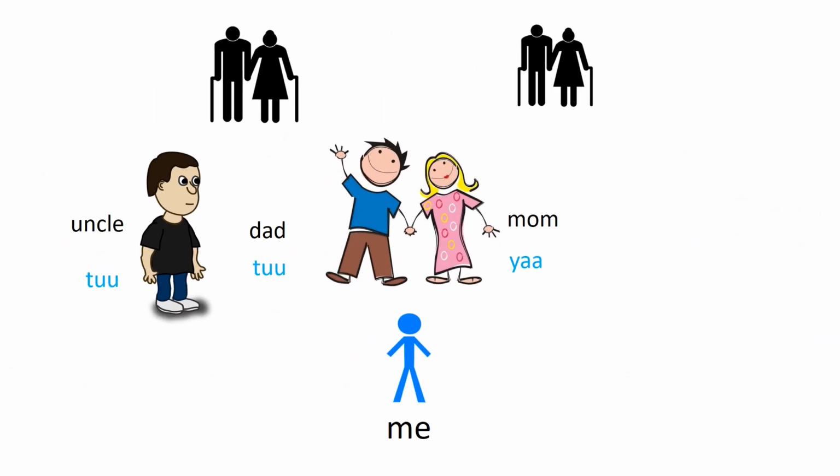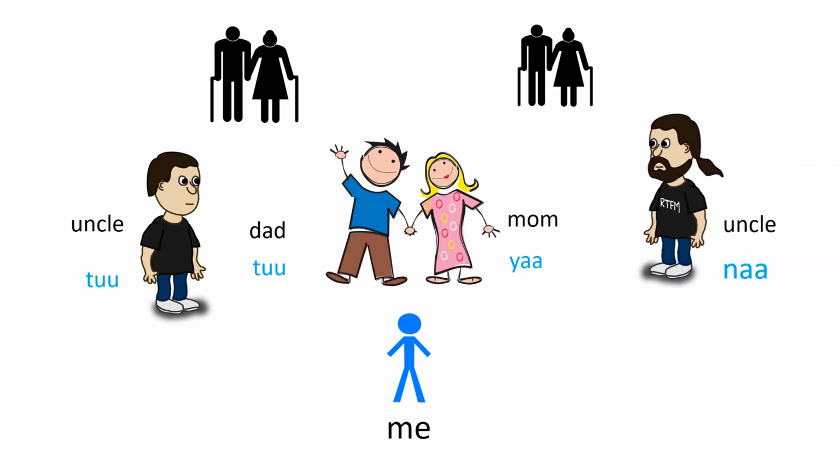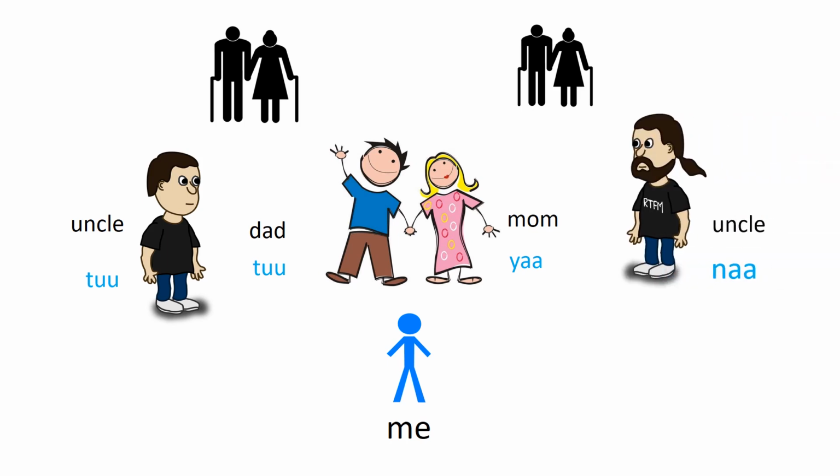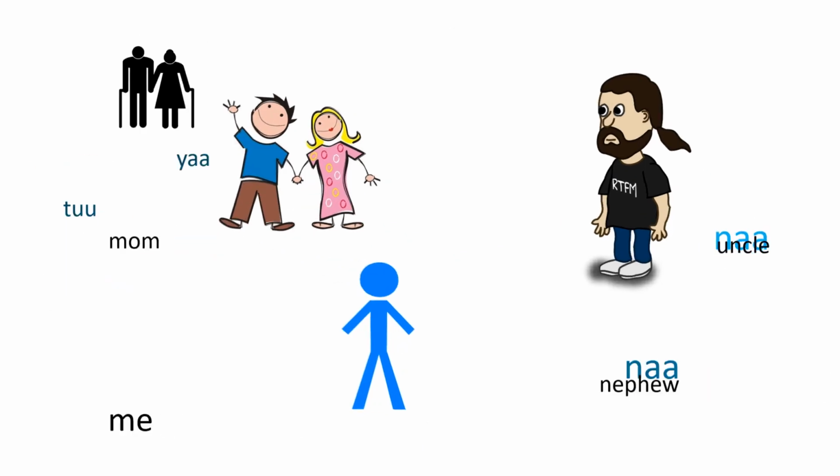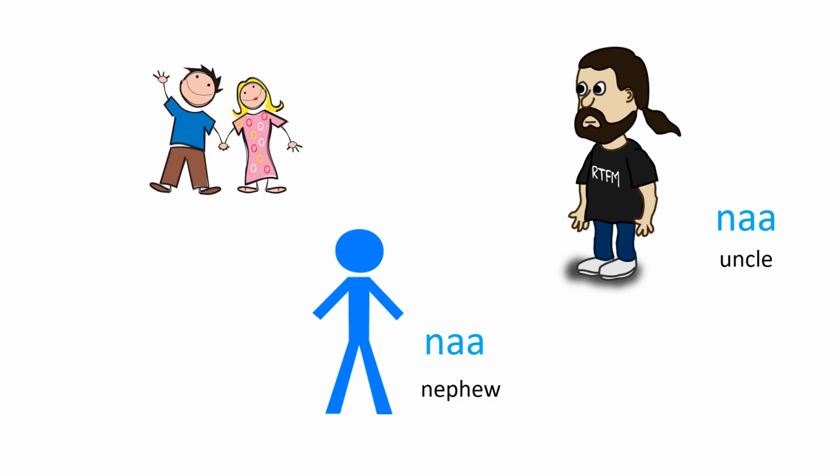While the Yarafolo word for uncle on your dad's side is tu, the same as the word for dad, the word for your mom's older brother is na. To make things more complicated, not only does a boy call his mom's older brother his na, his mom's older brother also calls the boy his na.